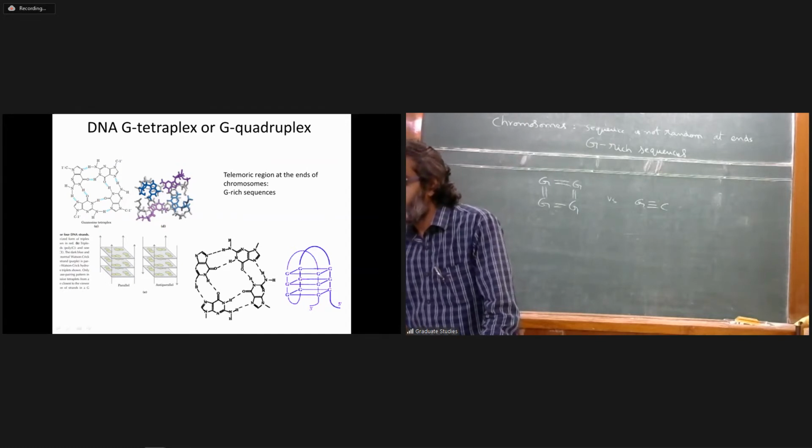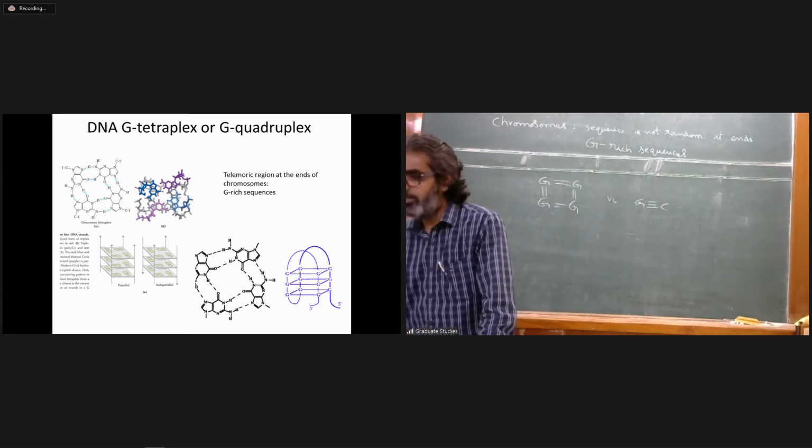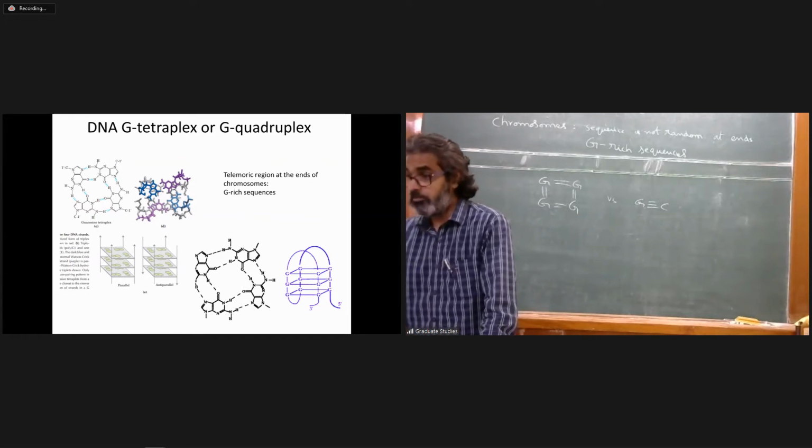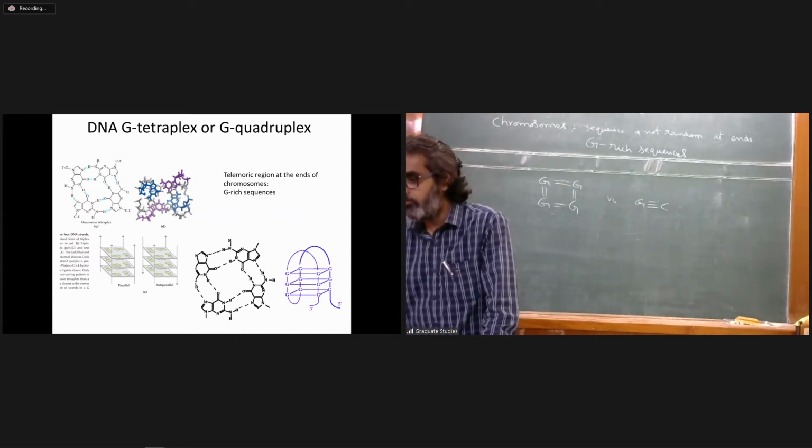And for your information, there was a Nobel Prize awarded for recognizing and detecting telomeric regions inside human DNA, and also the related enzymes and how they might be important for cancer. So there was a Nobel Prize awarded in the last 10 years.